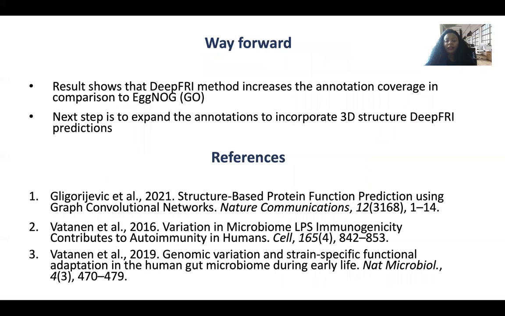So far, we presented a method for metagenome function annotation with higher coverage. And our next step would be to expand this annotation to incorporate 3D structure-based DeepFRI predictions.